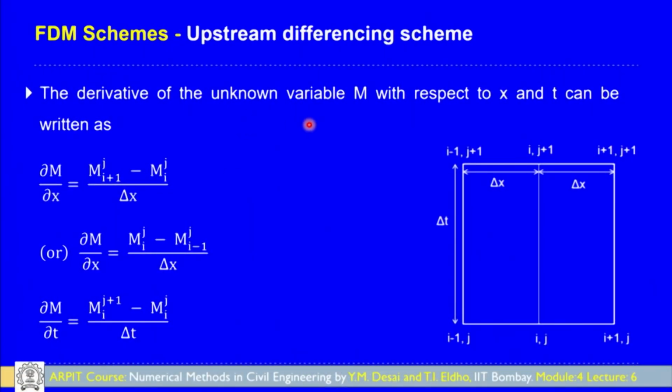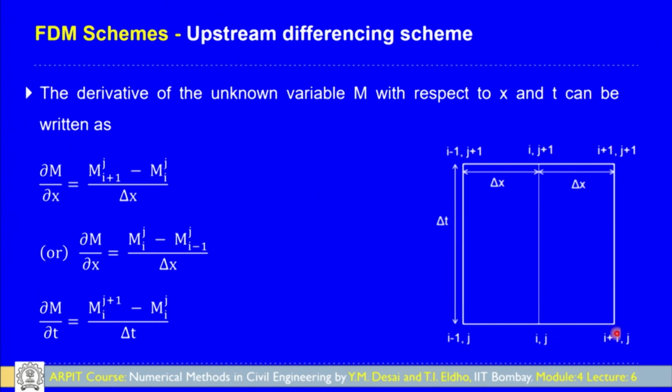Now another important scheme which we generally use is called the upstream differencing scheme. Here the gridding is the same as in the previous one. The derivative of the variable m with respect to x and t can be written as del m by del x is equal to m(i plus 1, j) minus m(i, j).